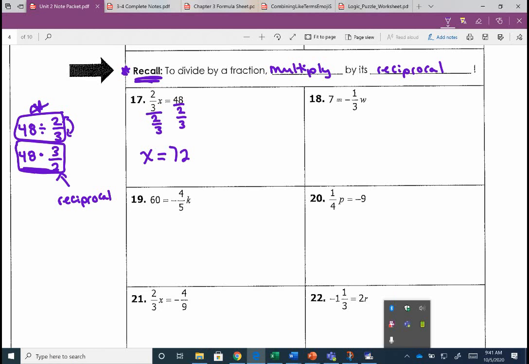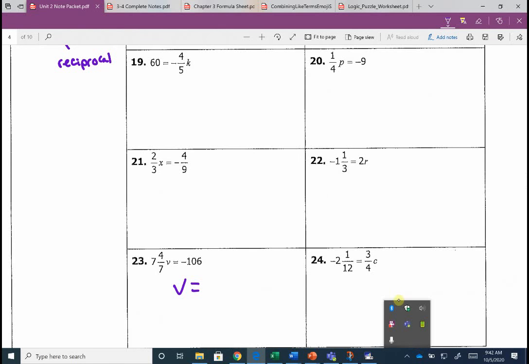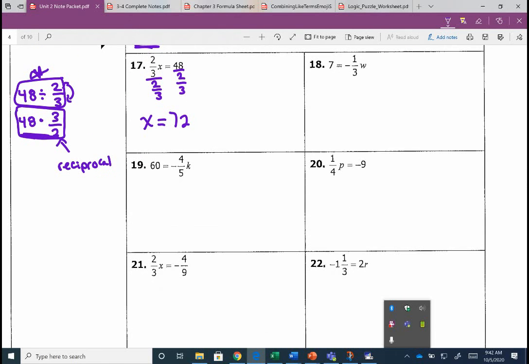So what I would like you to try, there are 7 problems left on this sheet. Let's try out these 7, and then we will check them, and then we'll take just a little quiz over one-step equations. We're going to wrap up our one-step equations today. So if you're watching this at home, go ahead and pause the video here and try the last 7 problems, and then unpause to see how you did.